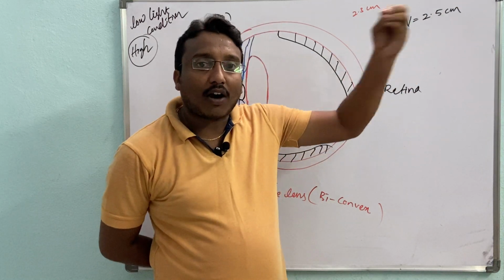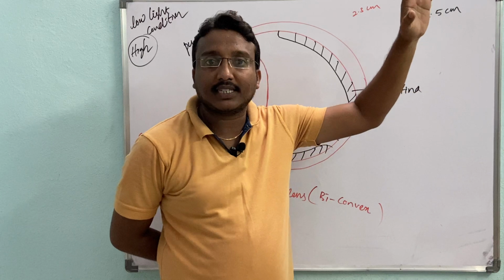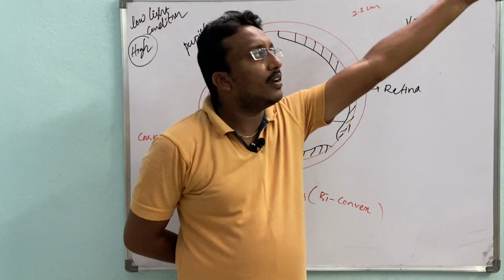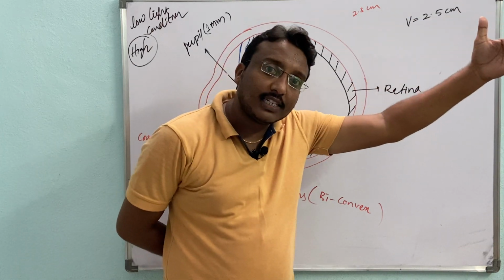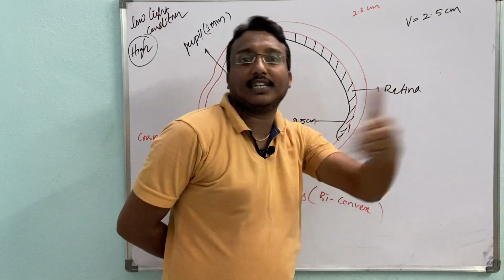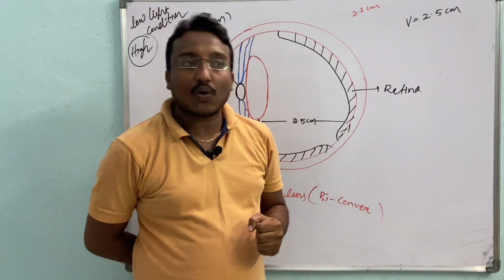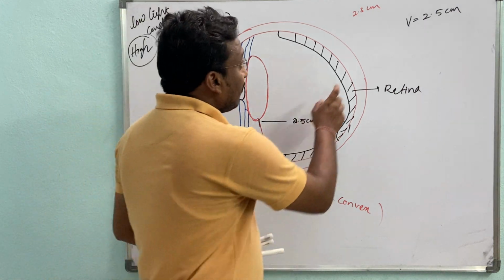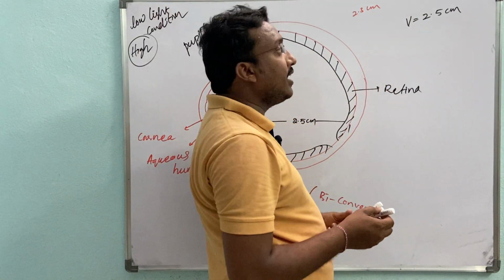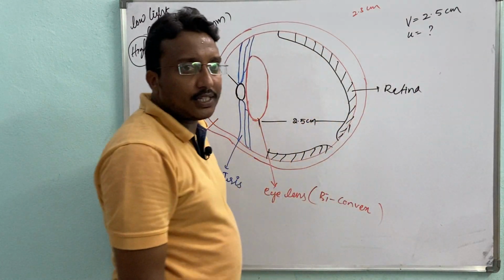Then we have the far distance, which is infinity: objects present from infinity distance down to 25 centimeters, that is, the least distance of distinct vision. Up to there we are able to see the objects. Here, v is constant. u will change. Will u change or not?